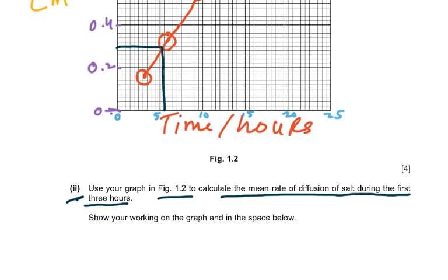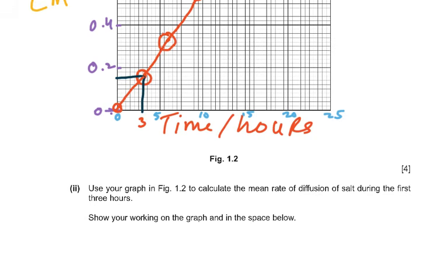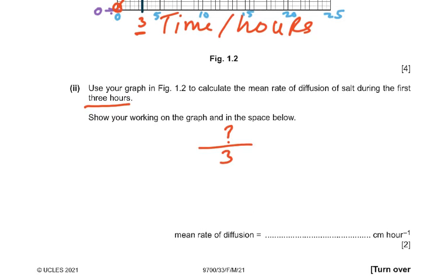It says use your graph in figure 1.2 to calculate the mean rate of diffusion of salt during the first 3 hours. So you would draw a line at 3 hours and see where it meets the y-axis, and read off this value. Then you would divide this value by 3, because look what the answer is in. The answer is in centimeter cube per hour. So whatever value you get on the y-axis, you divide it by 3. This is what you had to do for this part of the question.